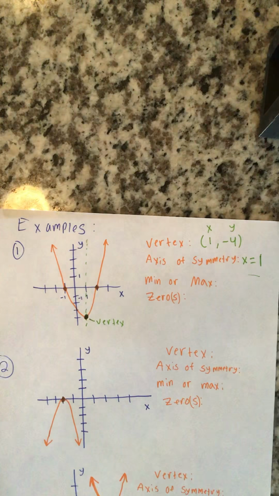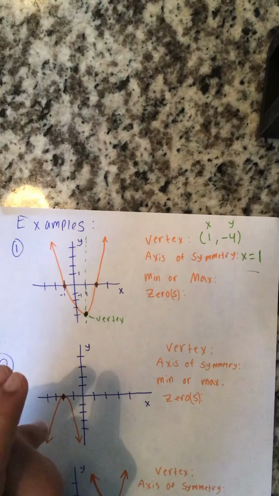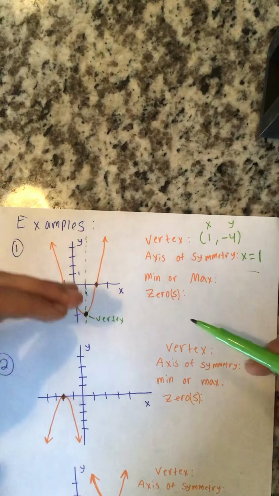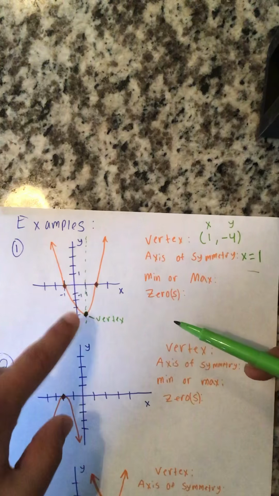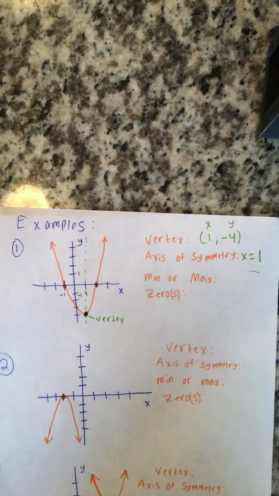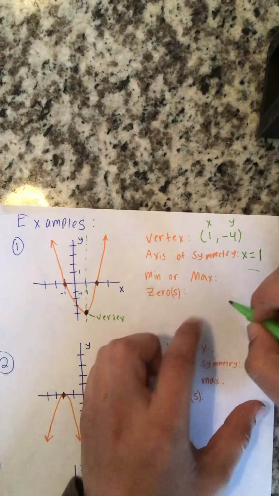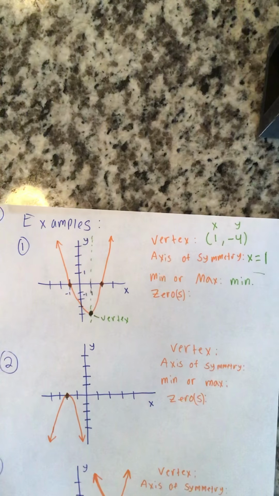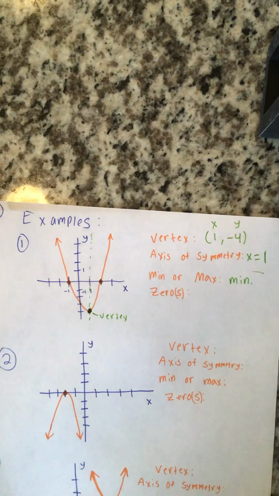Now we have to say whether we have a minimum value or a maximum value, okay? So again, if we look at the vertex, was the vertex really high on the graph? Was it the highest point or the lowest point for number 1? For number 1, it was the lowest point. So we can say this parabola has a minimum. It has a minimum value, because remember, the vertex is the minimum value here, okay? Hope that makes sense.